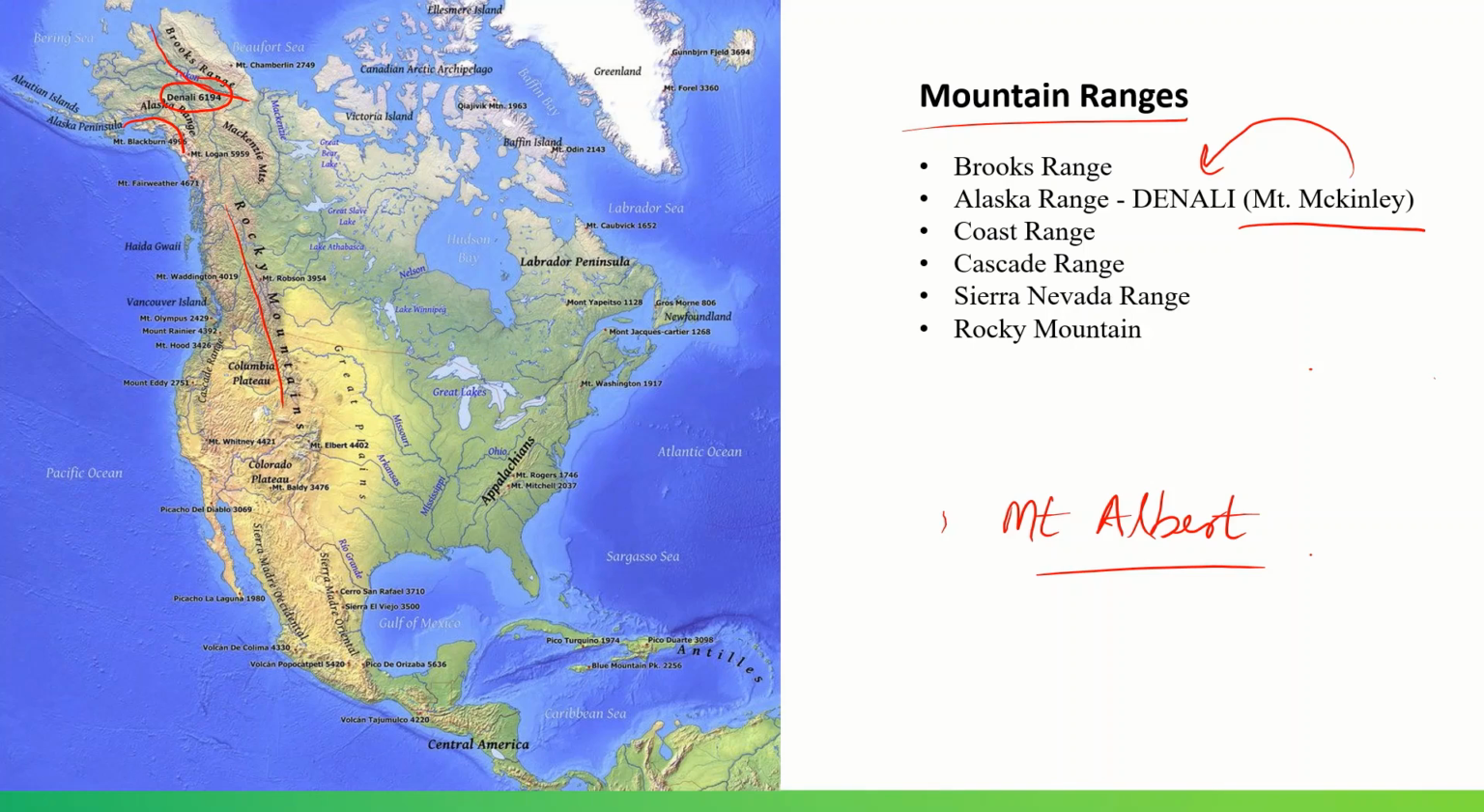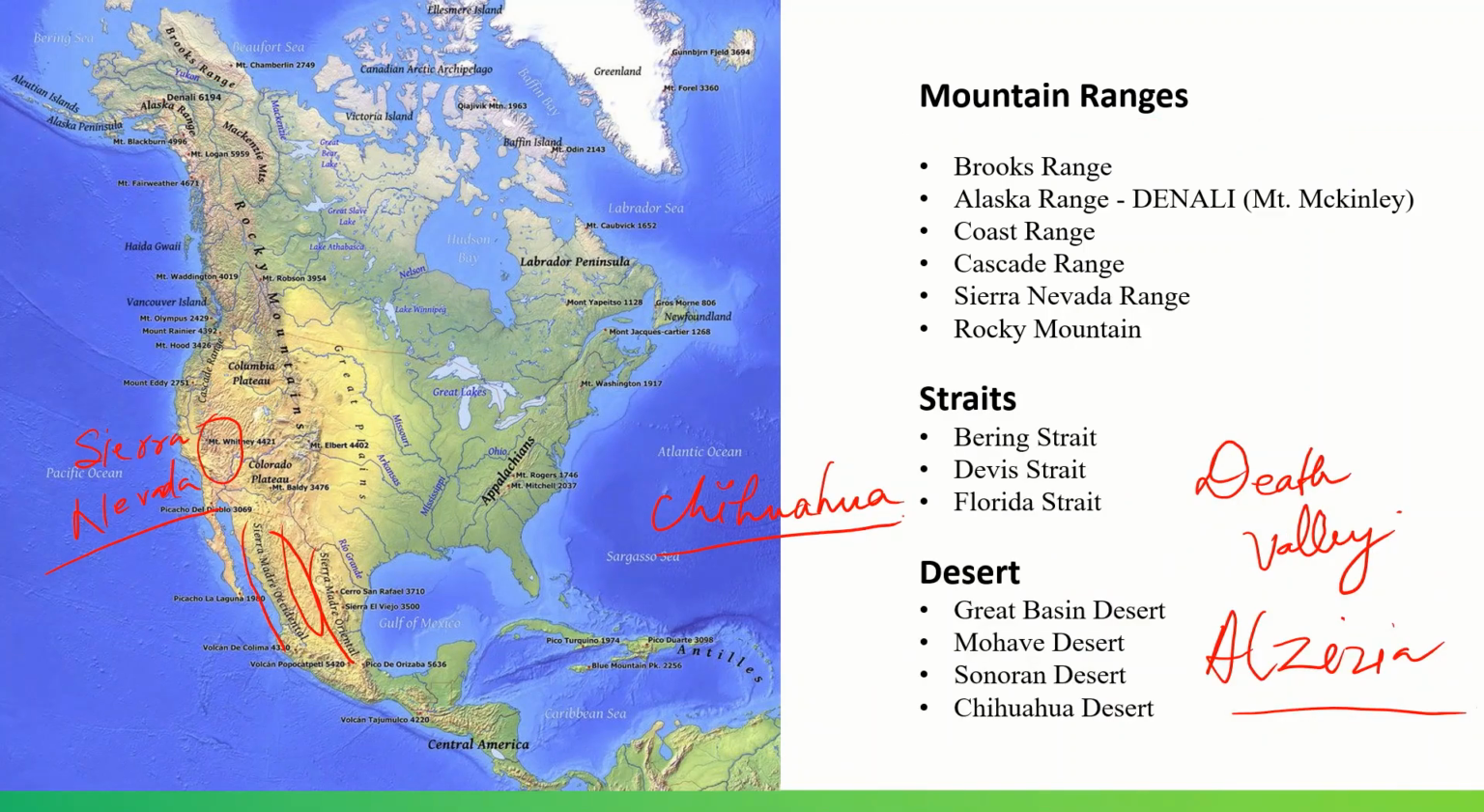Then second is Mount McKenzie. And third one is Cascade Range. And so the question may be asked: name the place which has the largest number of silver mines, and your answer would be Chihuahua, which is situated in Mexican Plateau.